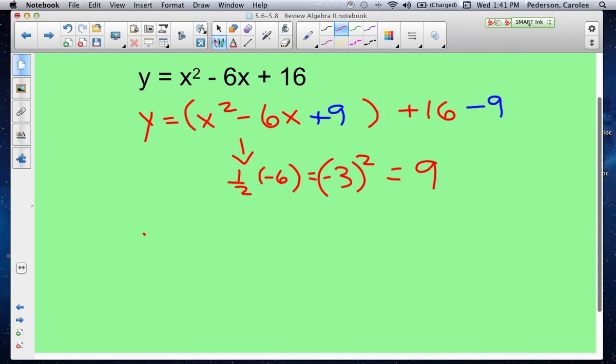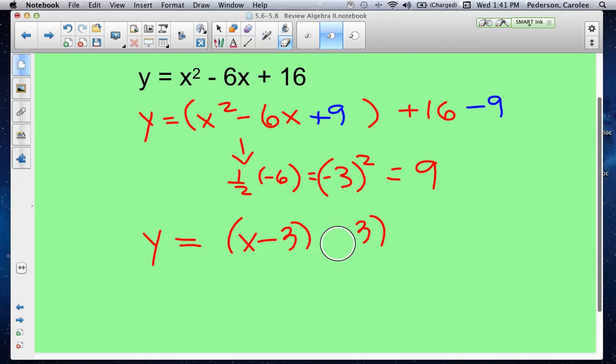So now we have y equals, and now we factor. This is a perfect square trinomial. Those go pretty fast. Or remember your chart method. What are the factors of 9 that add to -6? -3 and -3. This always would be a perfect square. So it's going to be x minus 3 squared, and then off to the side, 7. 16 minus 9 is 7.